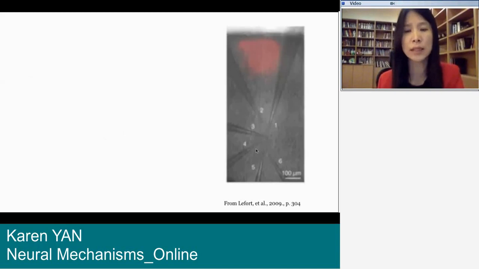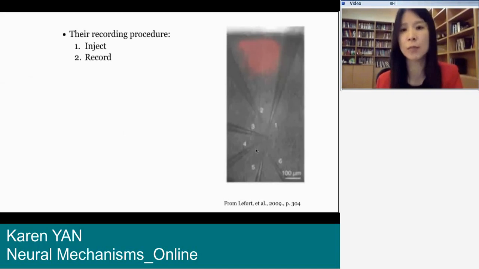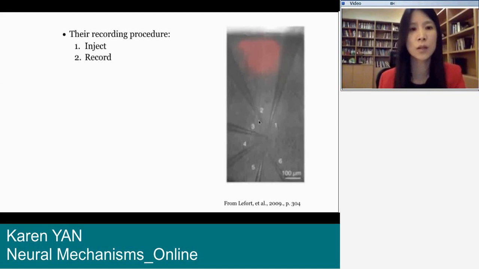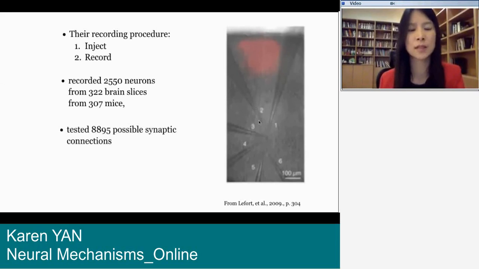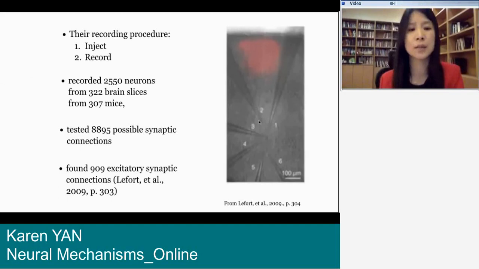And the recording technique is that first they inject, for example, current into neuron 1 to drive an action potential in this neuron, and they see if they pick up any positive electrical change in the other 5 neurons. And if they pick it up, then they infer that neuron 1 causally connects with neuron 2. So they recorded many neurons on many slices, on many mice, and tested many possible synaptic connections, and they found 909 excitatory synaptic connections.